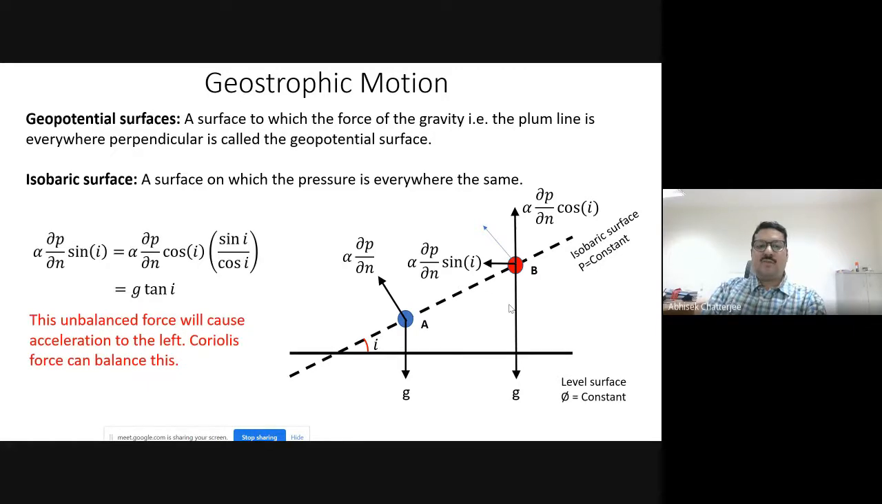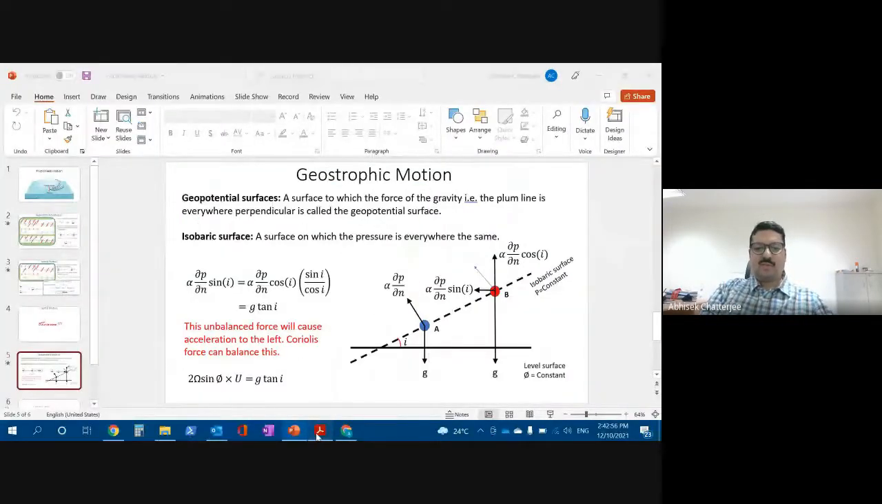In order to balance this unbalanced force, we saw that the Coriolis force is the only other force which can balance it, and we found this is basically f u, that is 2 omega sine phi into u, or any vector either u or v, which will balance this unbalanced parameter. This is called geostrophic balance. Okay. So today we'll start from there.